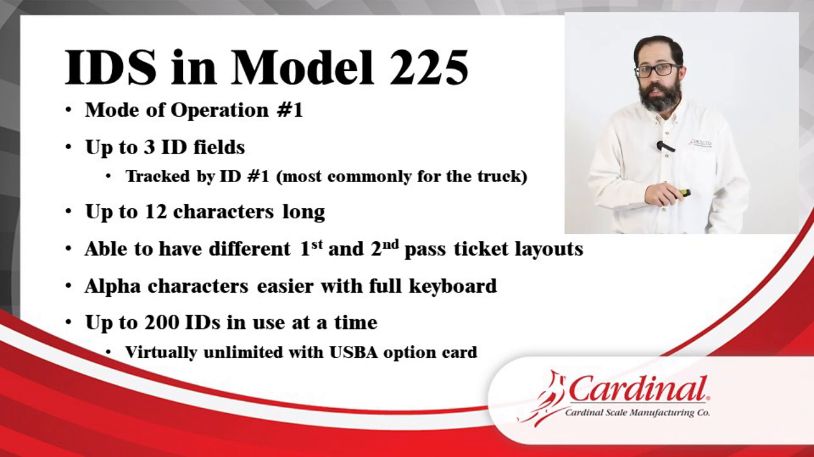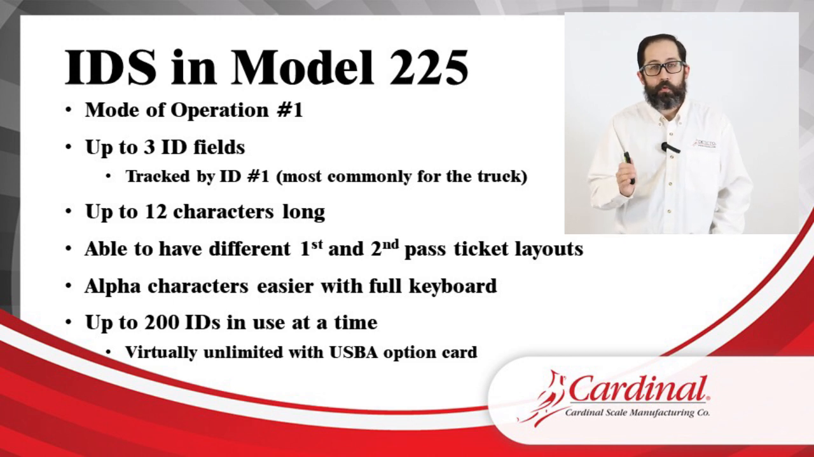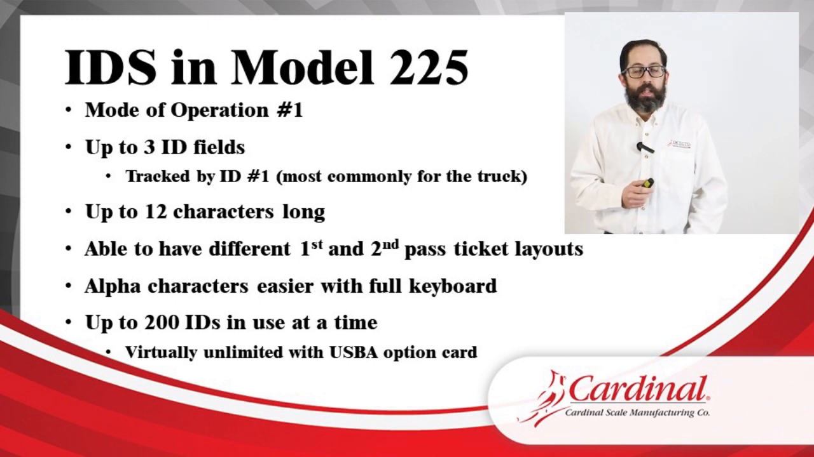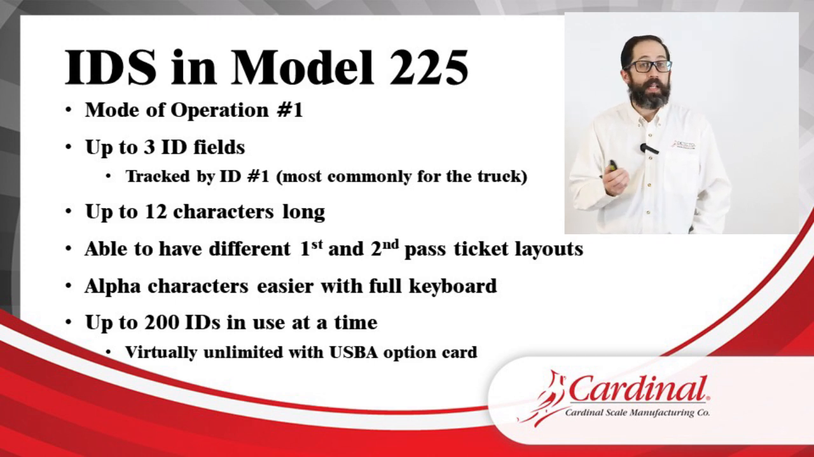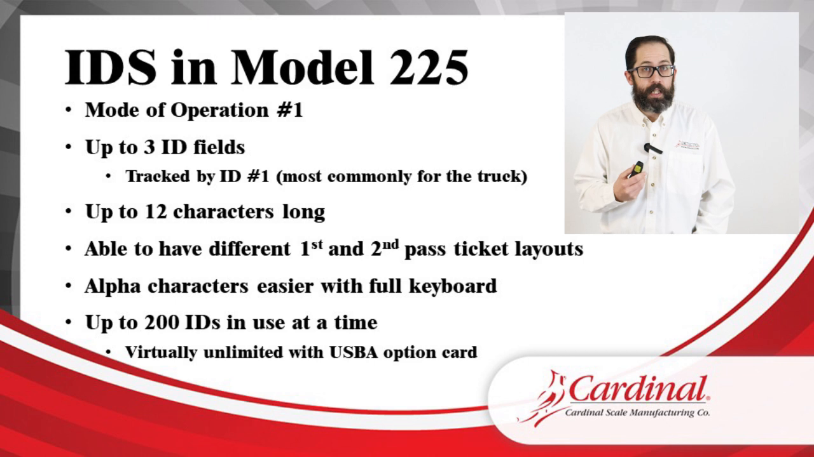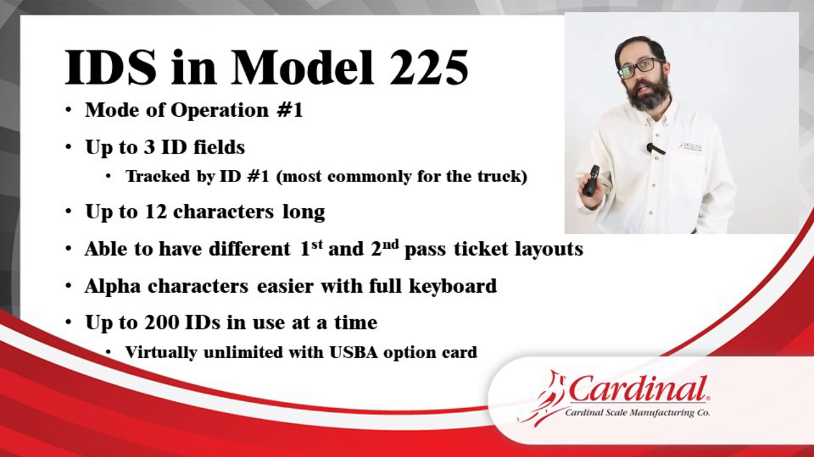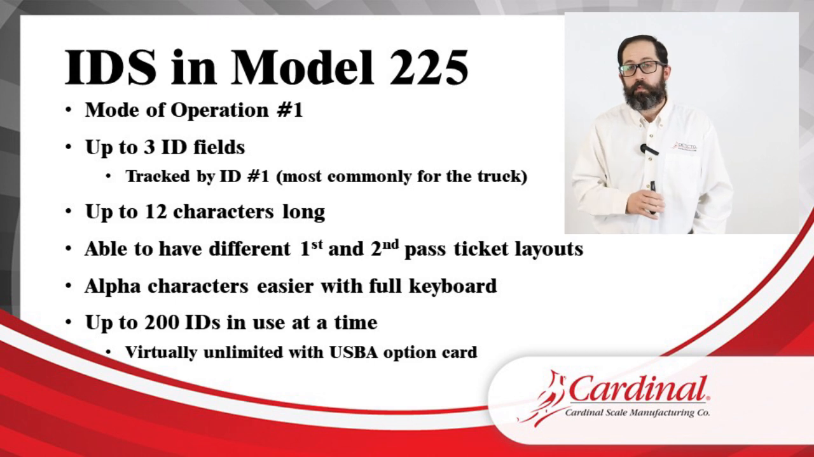We saw on the 210 towards the end that the ticket layout was the same for the first and second pass. The 225 gives us the configurability to have a completely different layout for the first pass and the second pass. This allows us to have maybe information printing on a pre-printed ticket where the first pass information needs to go in one place and the second pass information needs to go in a completely different place on the weight ticket.